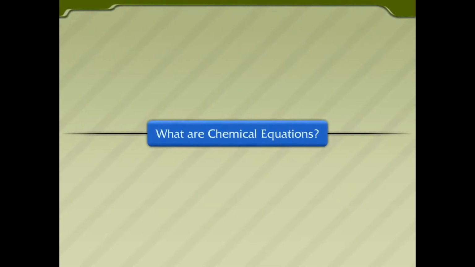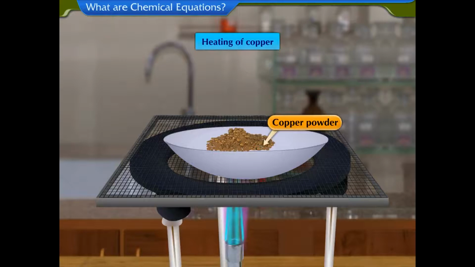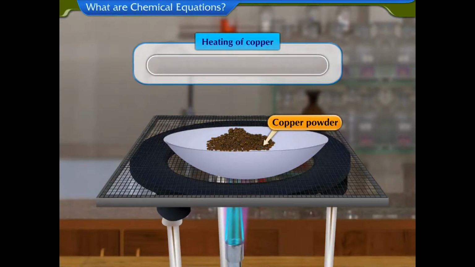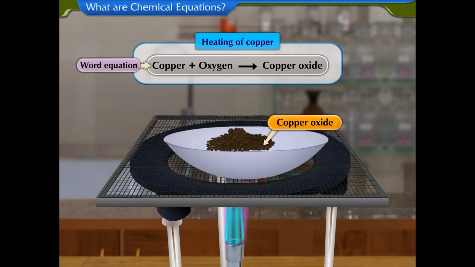Chemical equations. Heating of copper can be represented as copper plus oxygen gives copper oxide. This simple form of representing reactions in words is called a word equation.